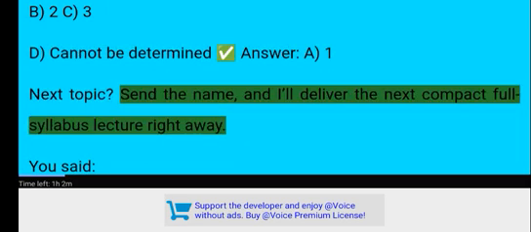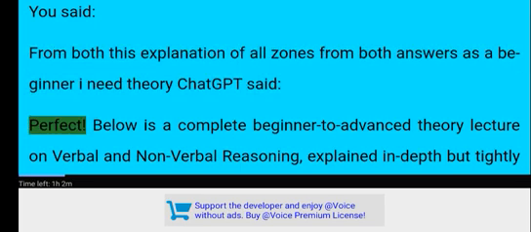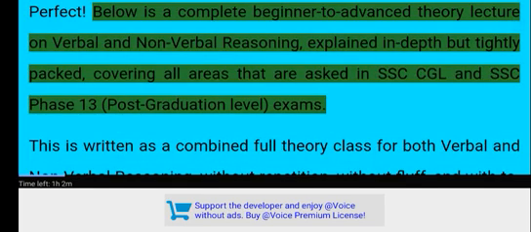Next topic. Send the name, and I'll deliver the next compact full syllabus lecture right away. You said: from both this explanation of all zones from both answers, as a beginner, I need theory. ChatGPT said: Perfect. Below is a complete beginner-to-advanced theory lecture on verbal and nonverbal reasoning, explained in depth but tightly packed, covering all areas that are asked in SSC CGL and SSC Phase 13 post-graduation level exams.